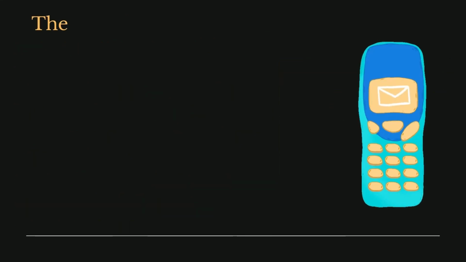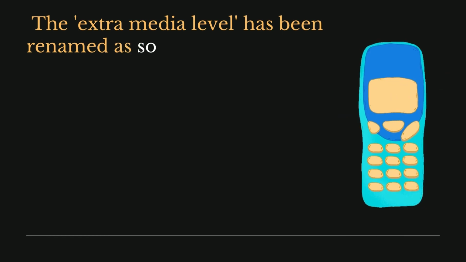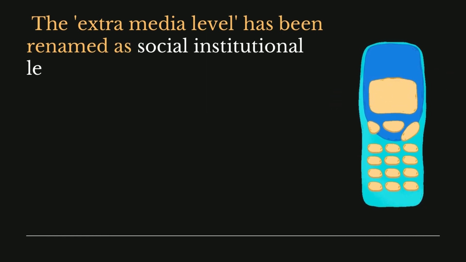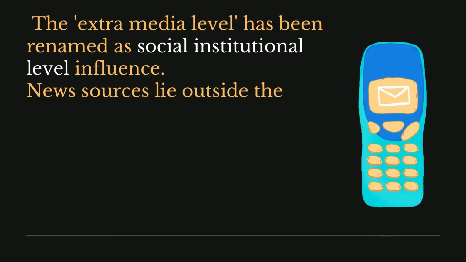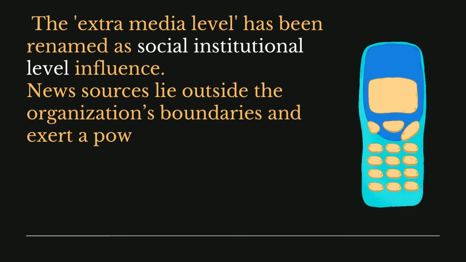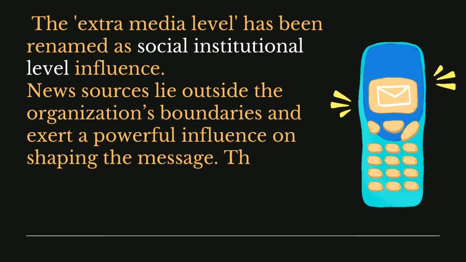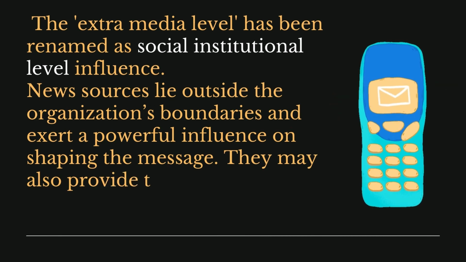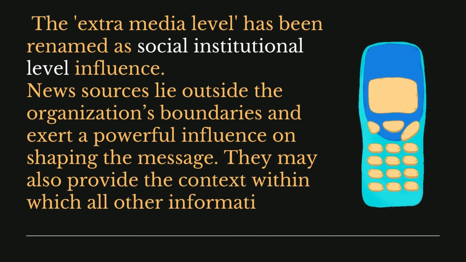The extra media level has been renamed as social institutional level influence. News sources, for example, are an example of social institutional level influence, as they lie outside the organization's boundaries and exert a powerful influence on shaping the message. They may also provide the context within which all other information is evaluated.